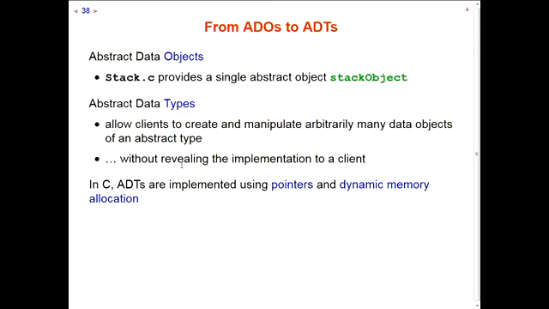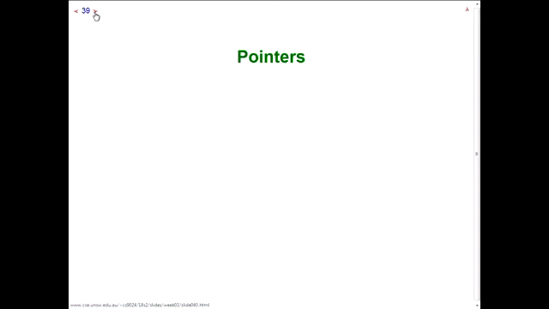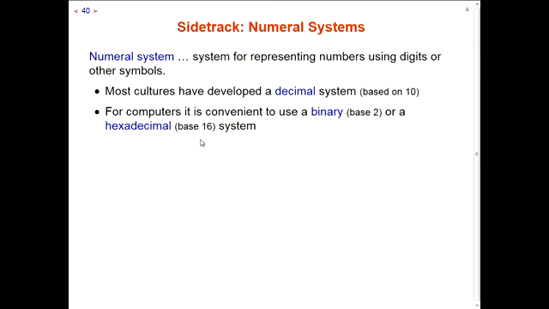Now, before we can do that, in C, these abstract data types are implemented using what is known as pointers and dynamic memory allocation. And this is what will occupy us for the rest of today, namely pointers, and next week, namely dynamic data structures. So let's have a look at pointers. Before I can talk about pointers, I have to talk about computer memory. And in order to talk about computer memory, I have to quickly talk about numeral systems, assuming that you all know this from Comp 9021.